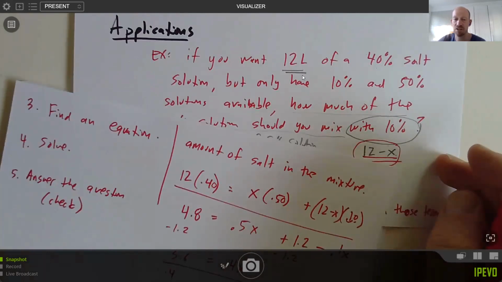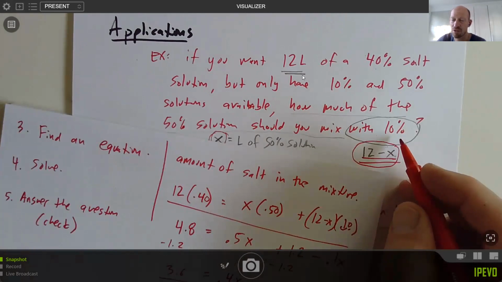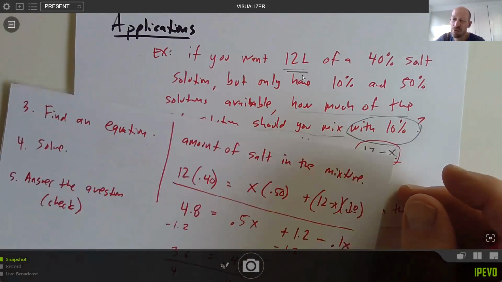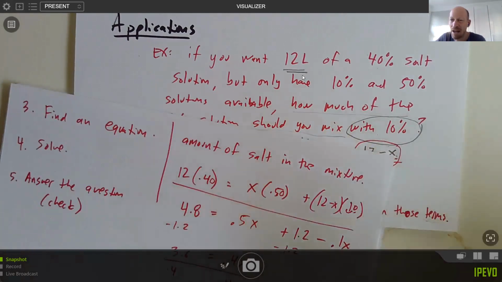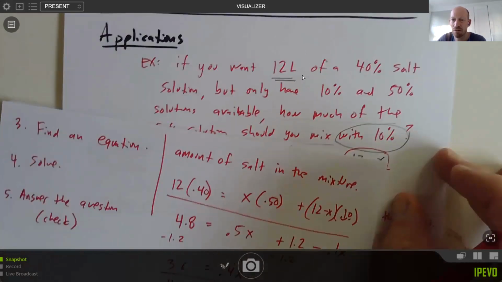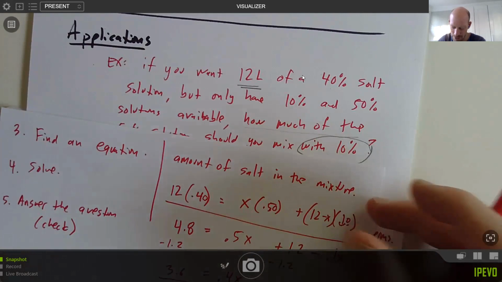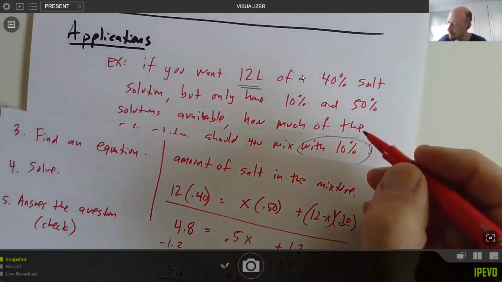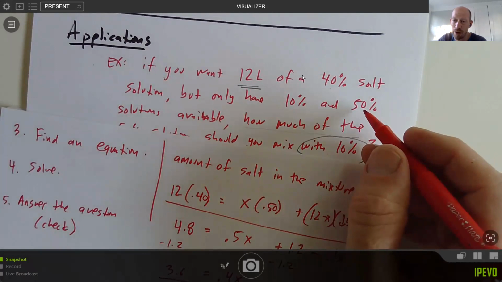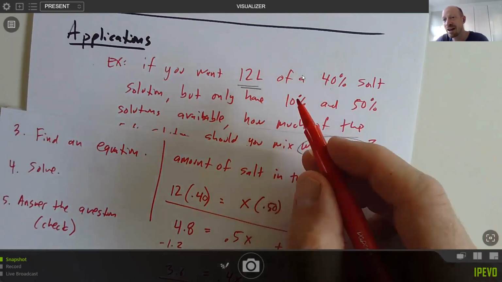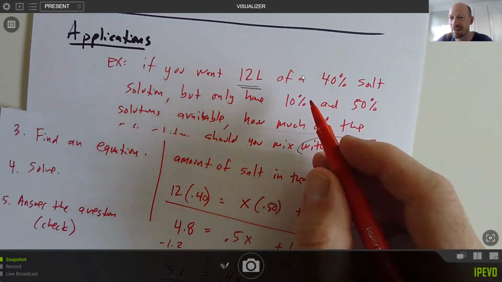It didn't ask me how much of the 10%, but some of these will ask you how much of the 10%. So if that was the case, I'd have to write down how much of the 10%, right, which is 3 liters. And then I also want to say, is that reasonable? Well, I don't know if that's the exact answer, but I do because I solved the equation and I feel confident with that. But I know I shouldn't have 12 liters of 50%, right? I got to have less than 12 of 50%. So some of 50 and some of 10. So 9 seems reasonable looking at it that way, right?